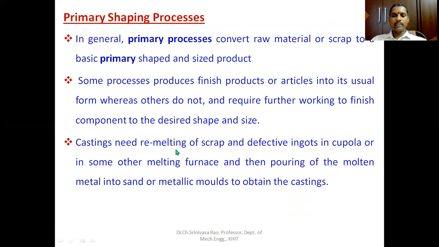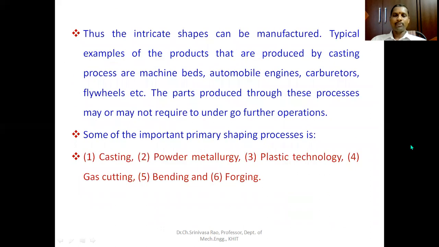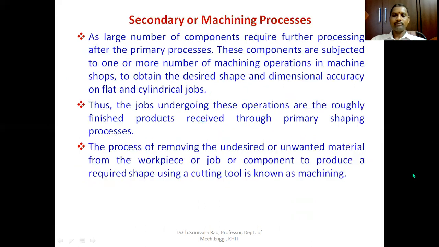Thus casting needs remelting of the scrap and defective ingots in furnaces like the cupola and other electric furnaces, and pouring the liquid metal into a mold cavity and allowing it to solidify to room temperature. You know about the casting process. Thus intricate shapes with complicated geometry can be produced by casting, and they include machine beds, automobile engines, carburetors, flywheels, etc. Some of these primary shaping or manufacturing processes are casting, powder metallurgy, plastics technology, gas cutting, bending, and forging.